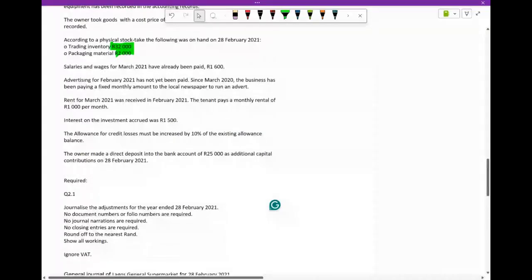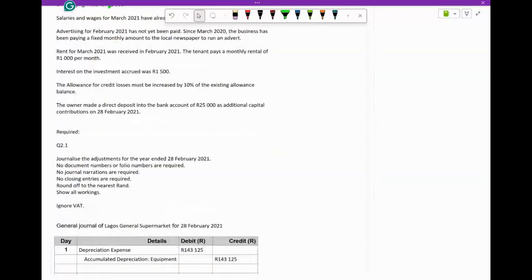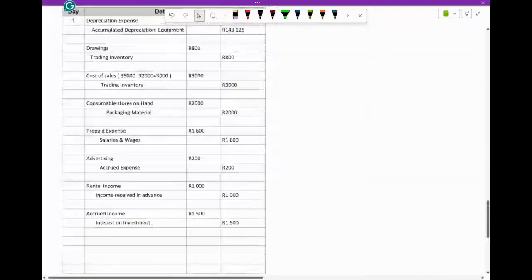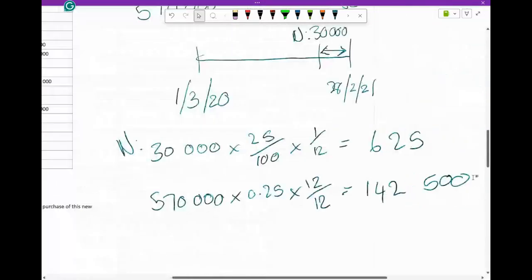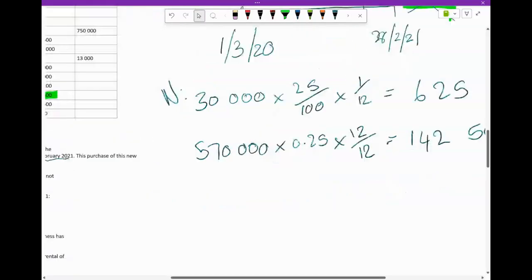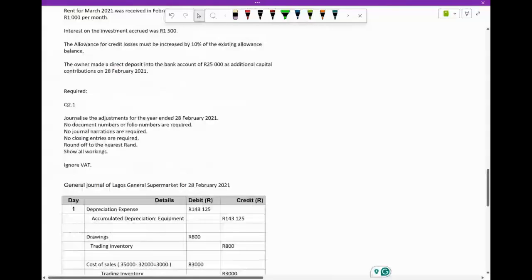Okay. The next one, salaries and wages for March 2021 has already been paid. Again, our financial year that we're interested in, where did I draw that timeline? Is here. So if we paid for March, March is outside of our financial year, isn't it? We don't care for March. We must remove March. Okay? So this salaries and wages must decrease by the 1,600 paid.